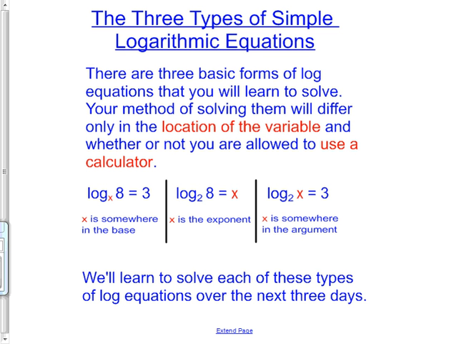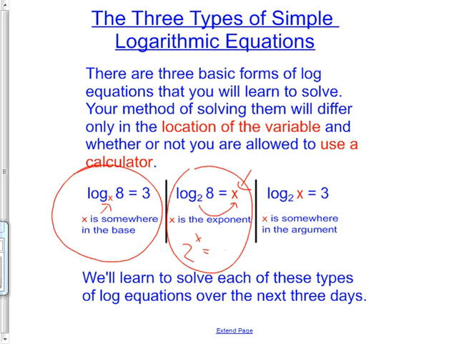All right, now let's talk about the 3 different kinds of log equations. There are 3 kinds you can solve. X is somewhere in the base, like right there. X is the exponent, the exponent's at the end. Remember why it's the exponent? Because if you rewrite it, 2 to the power of x becomes an exponent, equals 8.